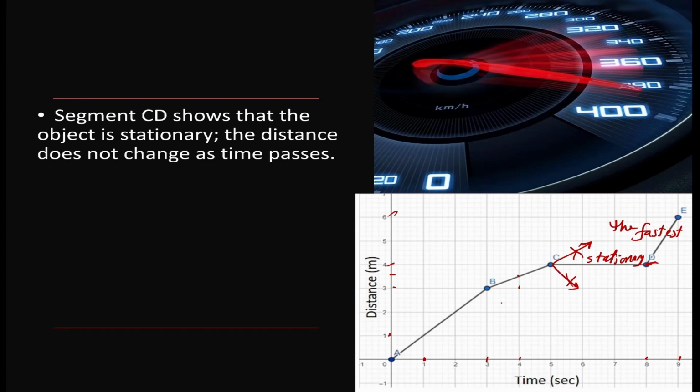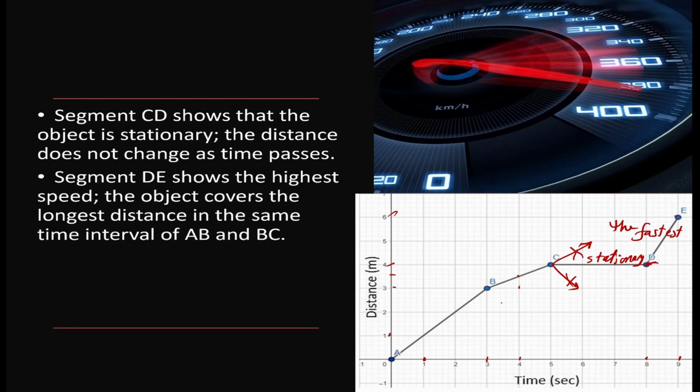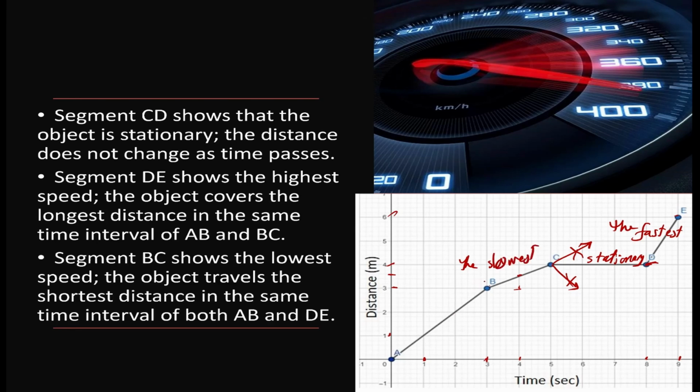Okay, in which segment is the object the slowest or has the lowest speed? Again, we'll see. This one covers 1 meter in 1 second. This one in 1 second covers only half a meter. And this one here in DE covers 2 meters. So the slowest one means it covers the shortest distance in the same time interval. So this segment represents the slowest, or the speed here is the lowest. Good.